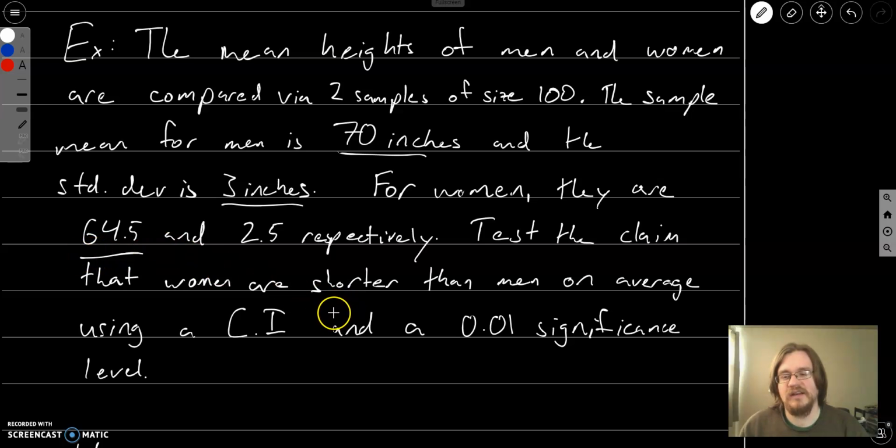We measured them, and their sample mean is 64.5 inches, but the standard deviation is 2.5 inches. So we just want to test the claim that women are shorter than men on average using a confidence interval. So we're going to create a confidence interval, and we'll use a 0.01 significance level.